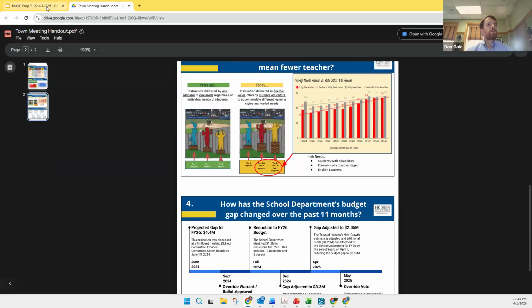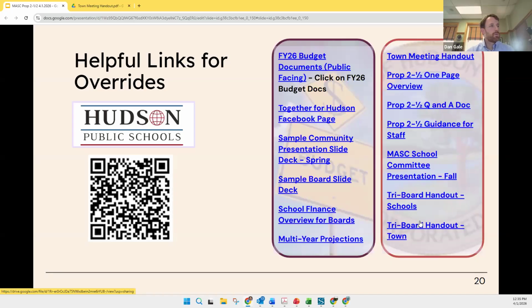You can either click on the link on the slides when you get the slides, or just go to this QR code. In this QR code, there's a bunch of other presentations that I've done in the past, other presentations from other towns. There's a document with links to other towns' websites on how they went about the overrides. And sorry, we do definitely have time for questions. If people want to either unmute and ask questions or throw questions in the chat.